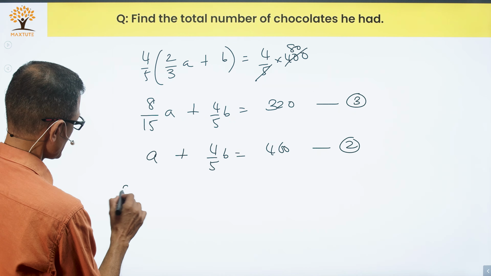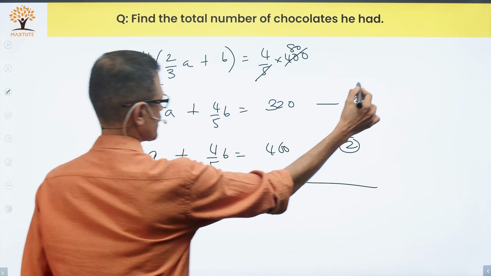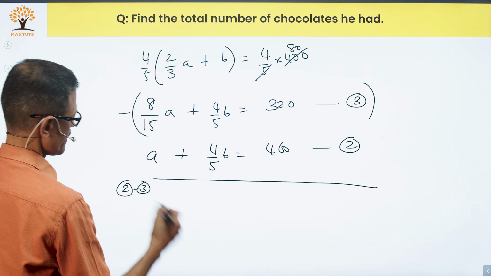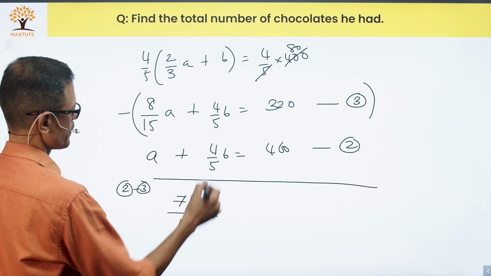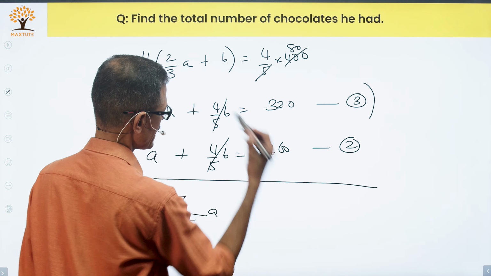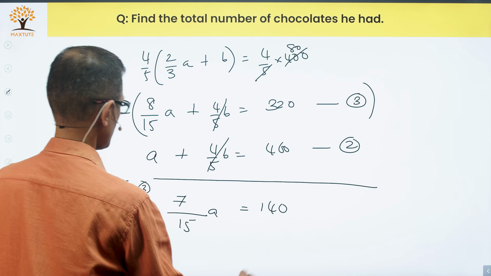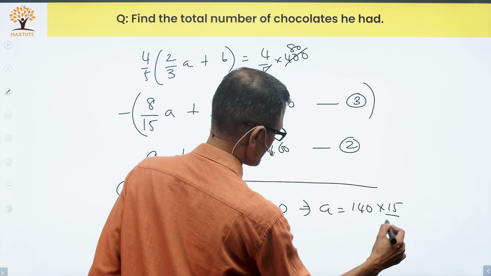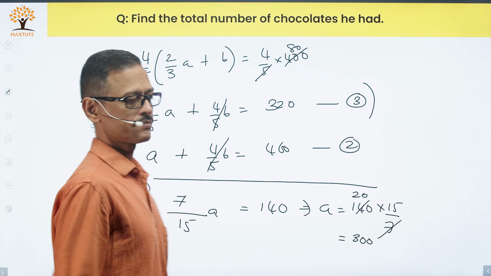So subtract equation 3 from equation 2. So A minus 8 by 15A, 15 is the common denominator. So 15 minus 8 will make it 7 by 15A. 4 by 5B and 4 by 5B minus will get cancelled. 460 minus 320 is equal to 140. So cross multiply to find the value of A. A is equal to 140 into 15 divided by 7, cancels out as 20. So A is equal to 300.